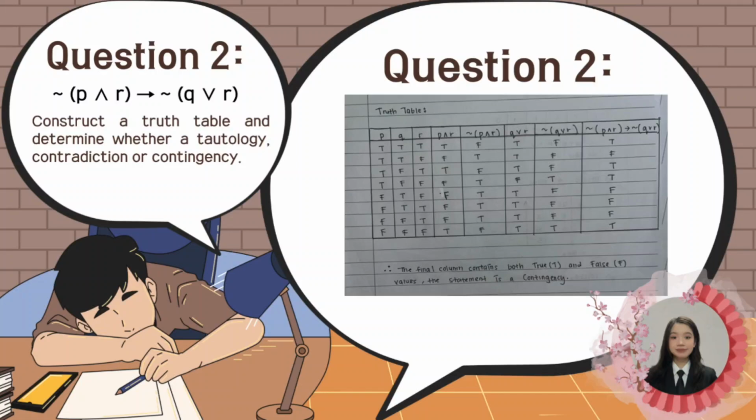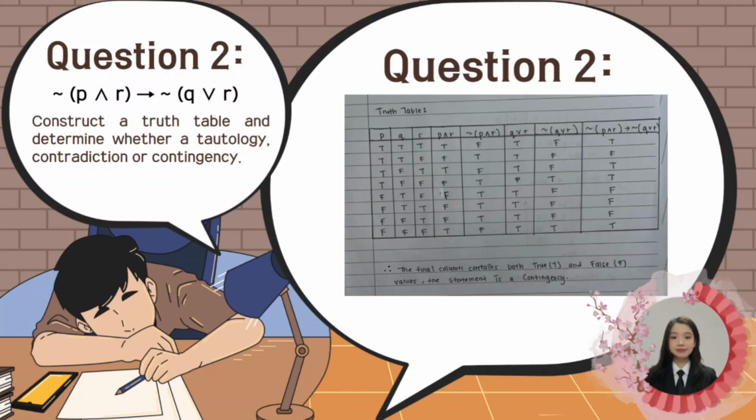Now, my answer for that question: there are 3 variables, P, Q, and R. Since each variable can be true or false, we need 8 rows in the truth table. To avoid confusion, I bracket the statement into smaller parts. I calculate P and R first, then I negate it. After that, I calculate Q or R, then I negate it.